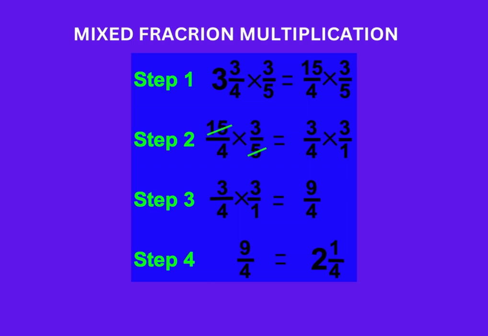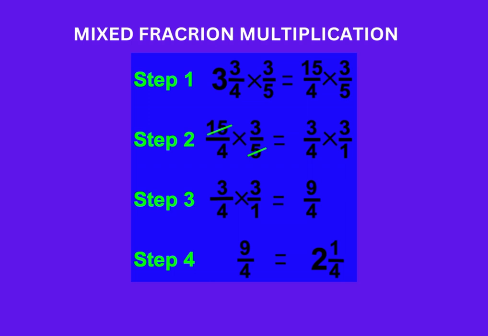Like here you can see 15 by 4 multiplied by 3 by 5. It means 5 and 15. 15 is the numerator of one fraction and 5 is the denominator of the second fraction. So you can divide them also. You can do this step also. So 5 cut by 3, so the answer will be 3 by 4 multiplied by 3 by 1. Then you multiply again both the fractions and you get 9 by 4.